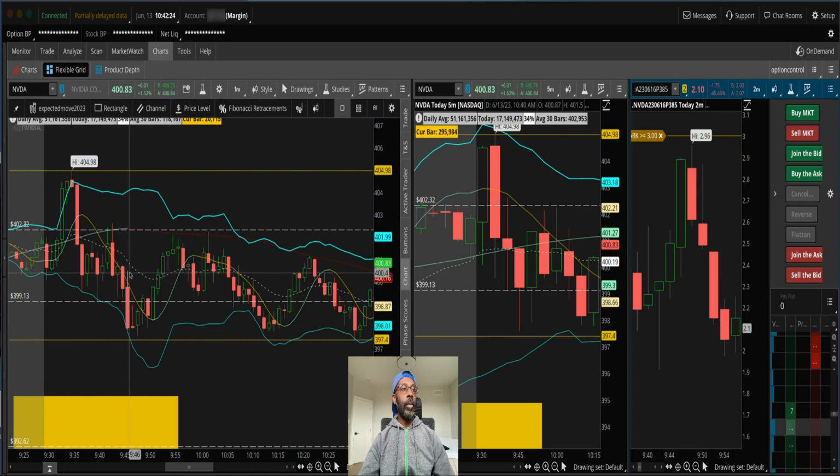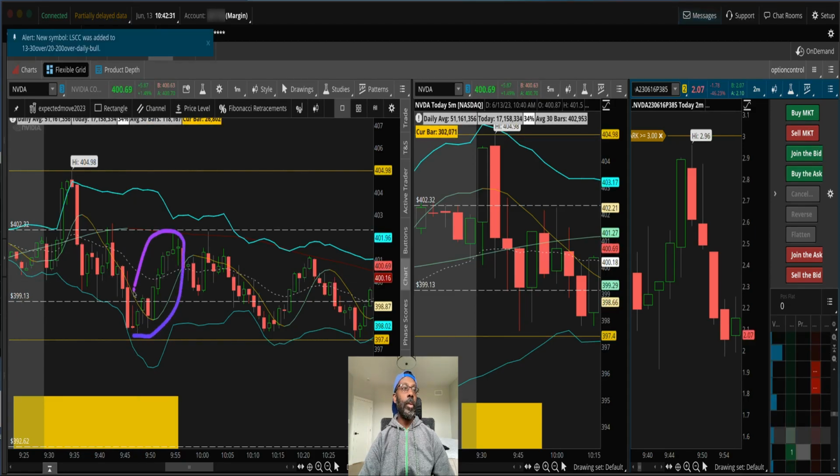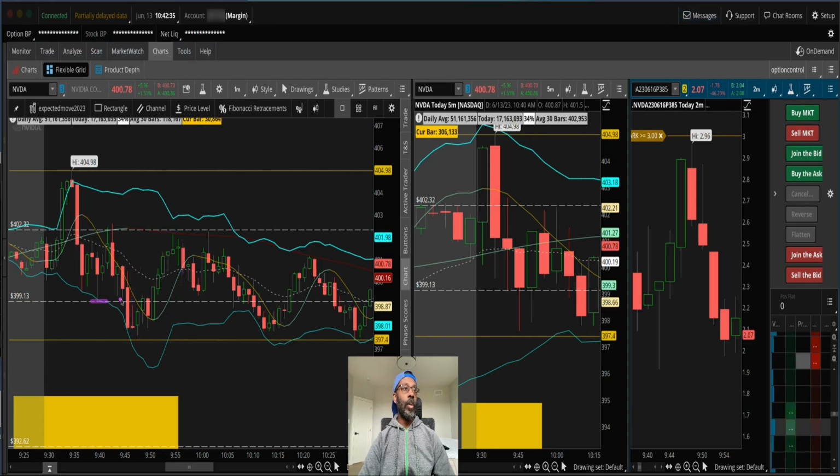So you see that nice, beautiful drop, and then all of a sudden, the rip comes right back. So this was the low, this was the low, this was the low, this was the low, and this was the low. Then it just ripped, right? Off this gravestone doji right there, turned bullish. But you know what? See these levels right here, 402.32, 399.13.